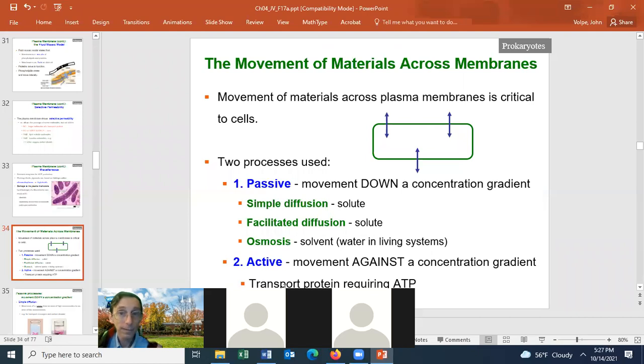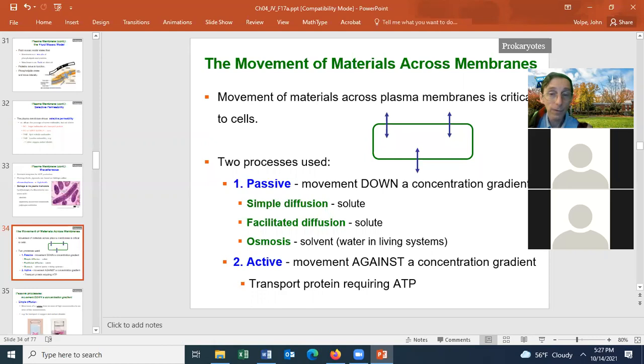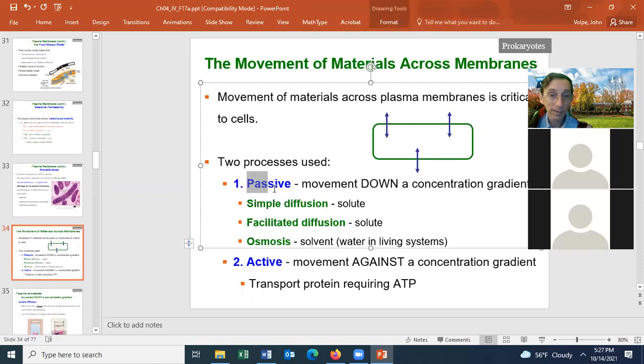The movement of materials happens across the membranes. The movement of material across the plasma membrane is critical for cells. There are two processes that cells use to get things to move across the membrane. There's a passive process, and if the cell uses a passive process, it doesn't cost the cell any energy. And then there's an active process, and if the cell uses an active process, it's literally pumping the molecule it wants across its membrane, and that costs the cell energy.